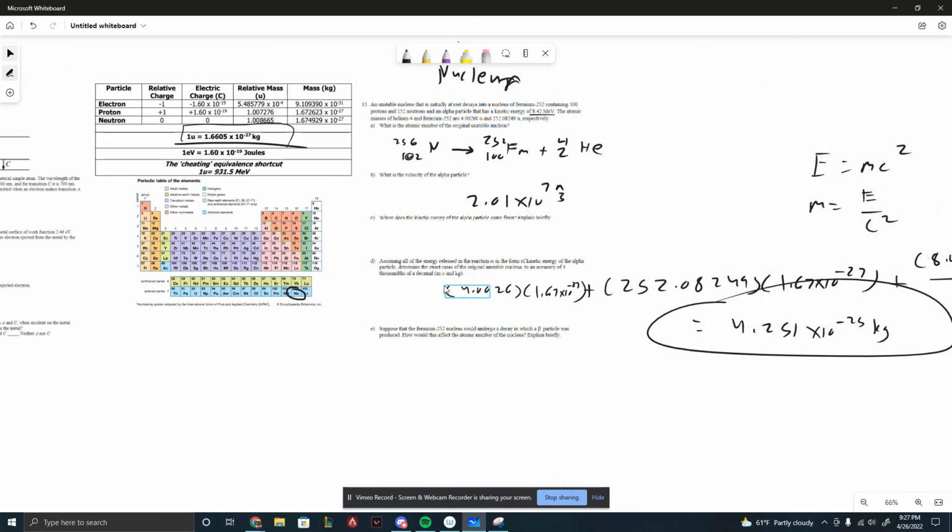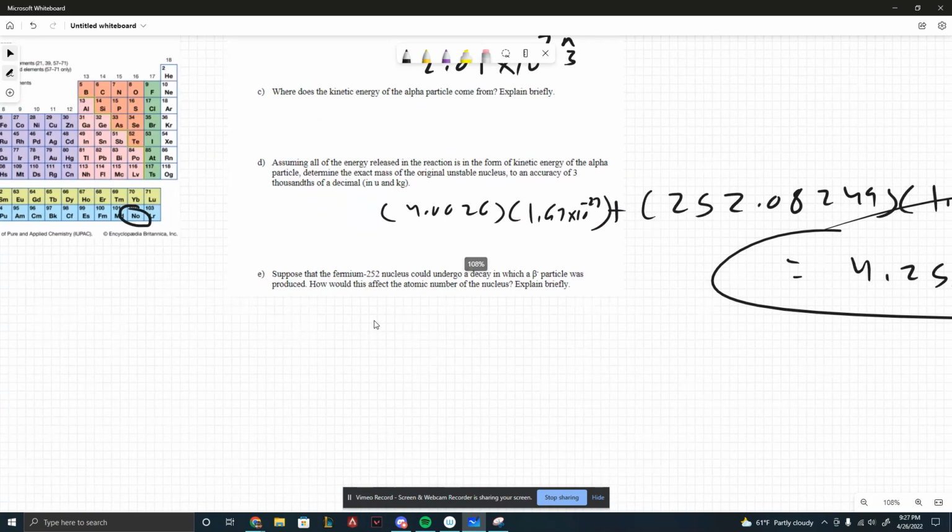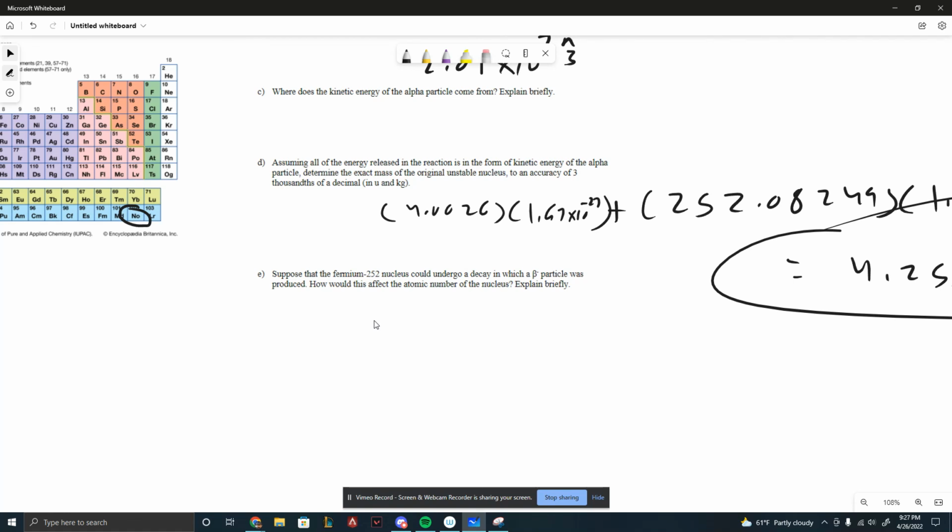And now let's talk about this last part. Suppose that the fermium-252 nucleus could undergo decay in which a beta minus particle was produced. How does this affect the atomic number of the nucleus? So I want you to think about what beta minus decay is. Let me just write the generic formula for that. That is A, Z, X, which becomes A, Z plus 1, Y. This is symbolizing your change in elements, plus your 0, negative 1, beta minus particle.